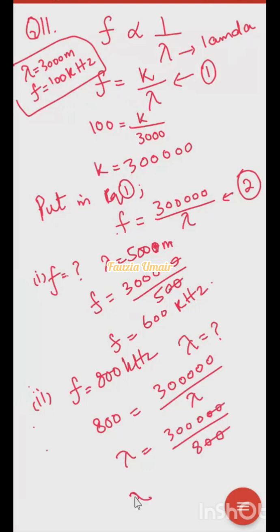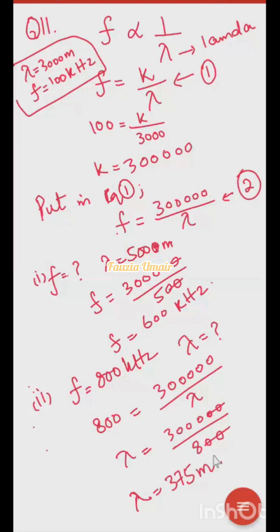Can anyone tell me what is the answer of 3000 by 8? It should be fully divisible. Not multiply, divided by 8. 375. 375, very good. So the answer is 375 and the unit is meters.